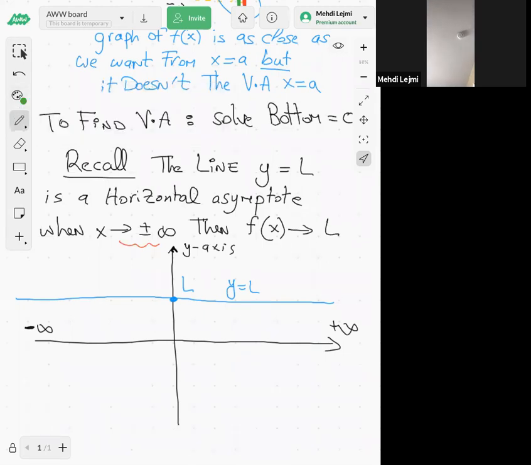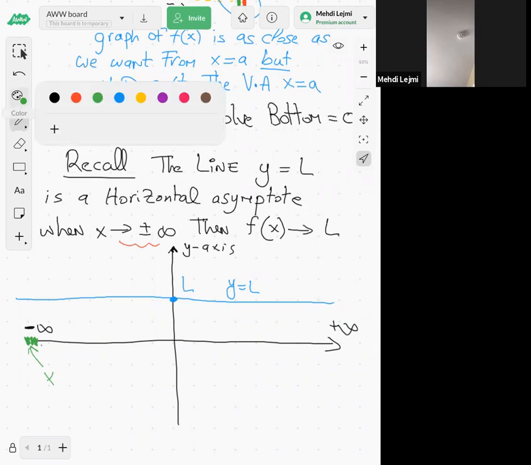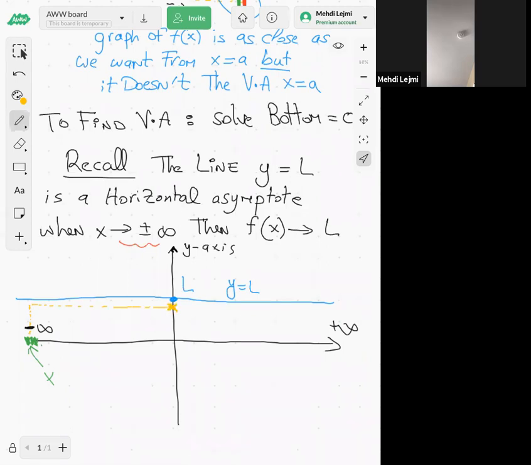So my x is here, approaching negative infinity. You see my x is approaching negative infinity. The output y, the value of the function f, when x is close to negative infinity, the value of the function f is close to L. So the output is very close to L. So my graph should be somewhere right here. You see my graph is very close to L.